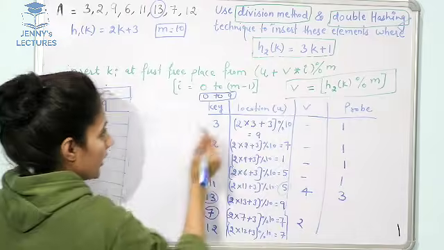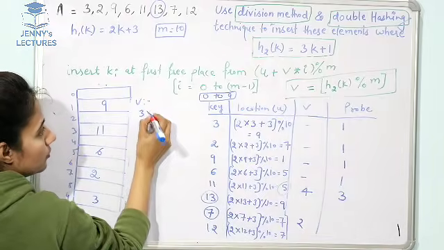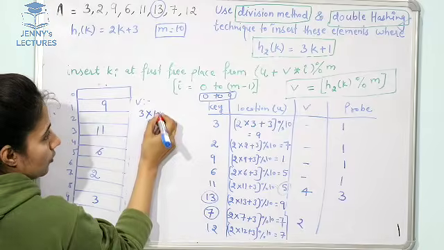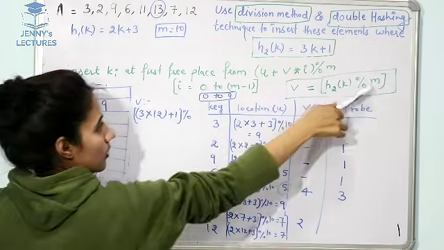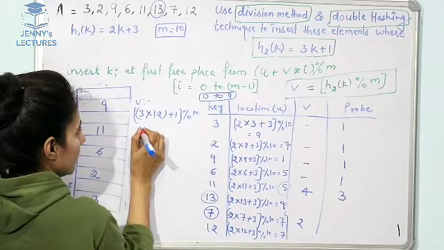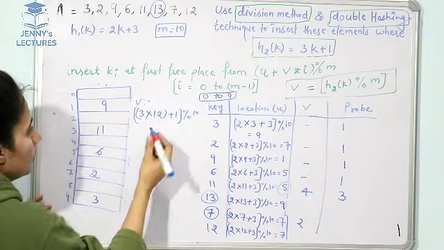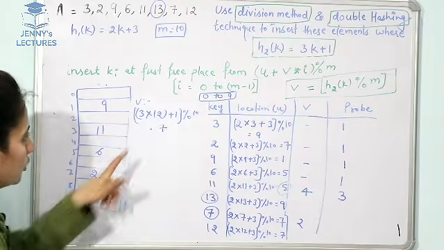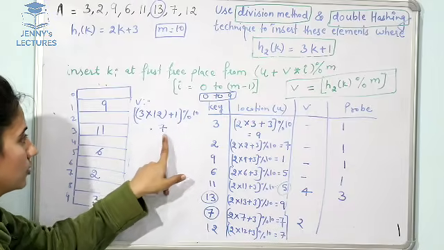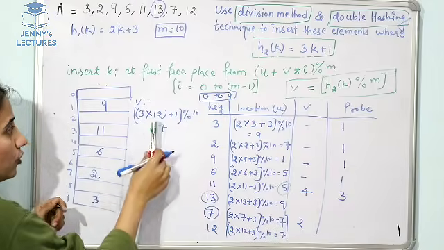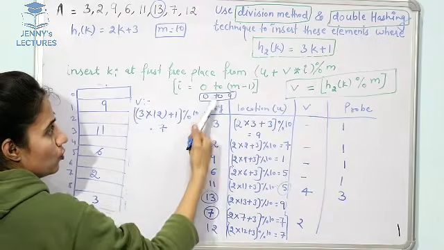What is the value of V? H2(K) mode M. H2(K) is this one. Value of V would be 3 into what is the value of K? 12 plus 1 and mode 10. What is this value? I guess this would be 7. 12 into 3 is 36, 37, 37 mode 10, this one is 7. Okay, value of V. Now put the value of V at this place, ranging I from 0 to 9.